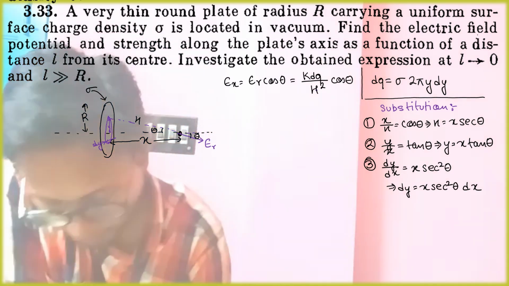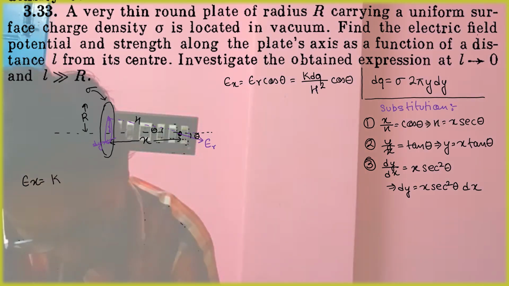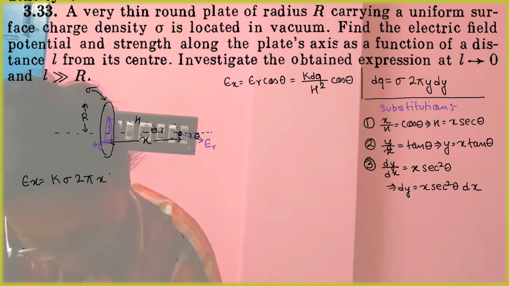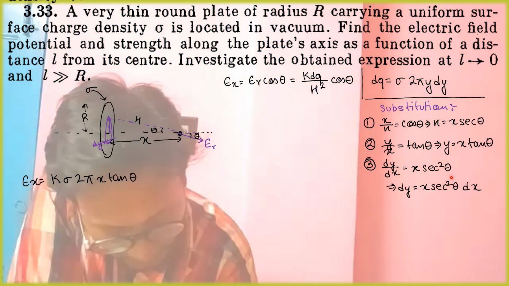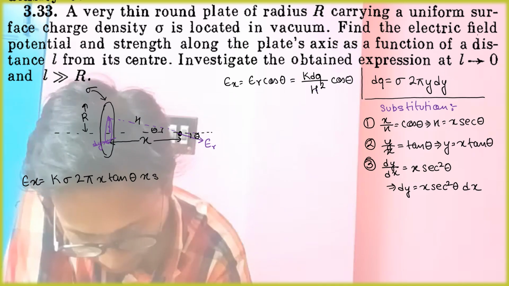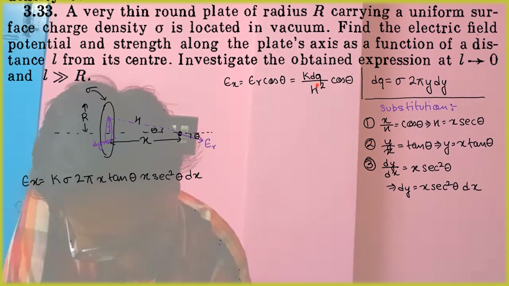So the x component of electric field, or Ex, is nothing but k into sigma into 2 pi. I'm directly substituting. What is the value of y? The value of y is nothing but x into tan theta. So x tan theta into, what is the value of dy? Dy is nothing but x sec square theta dx. So x into sec square theta dx divided by hypotenuse square.